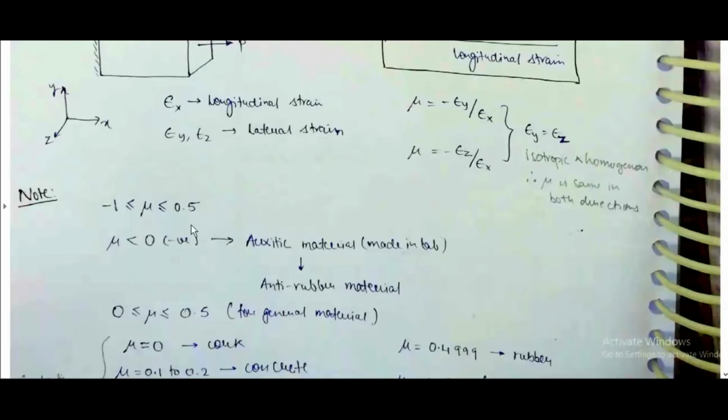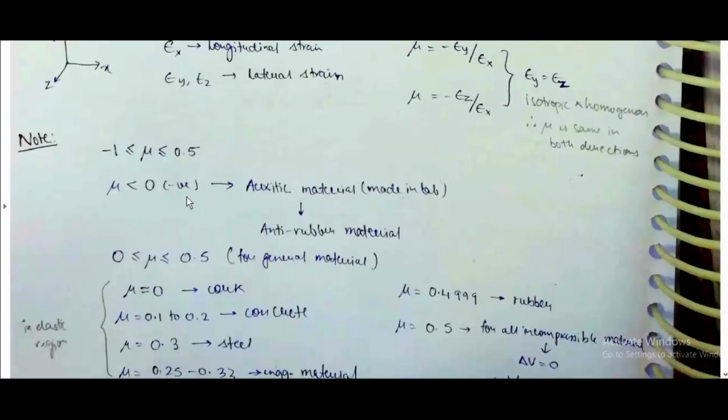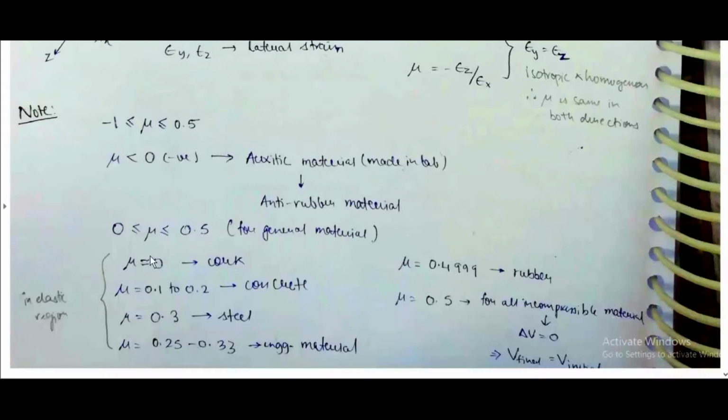Note: minus 1 is less than or equal to mu, which is less than or equal to 0.5. Mu less than 0 is negative, as in auxetic material made in the lab. Anti-rubber materials are not natural, they are made in the lab. 0 less than or equal to mu less than or equal to 0.5 for general material. Mu is equal to 0 for cork. We use it for caps of some bottles.